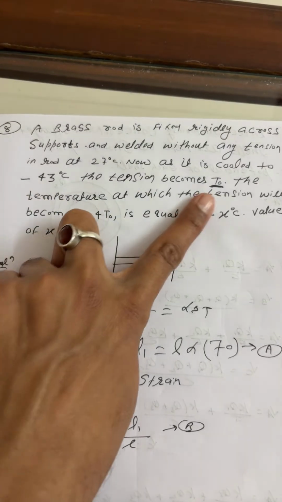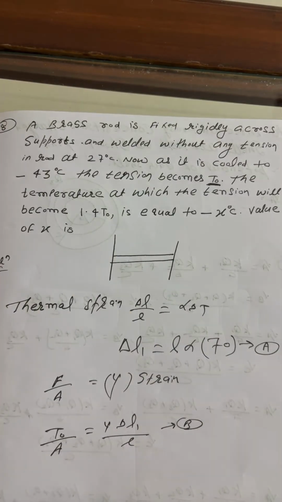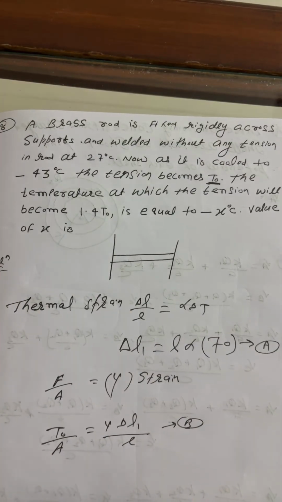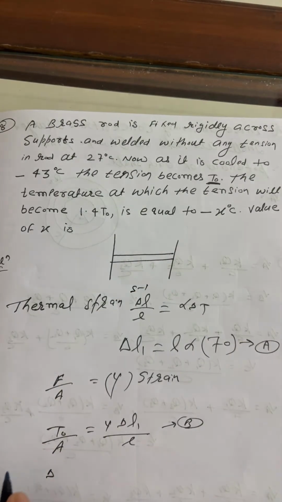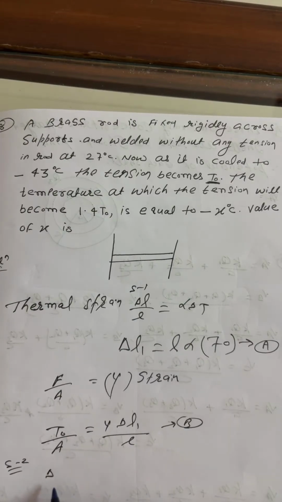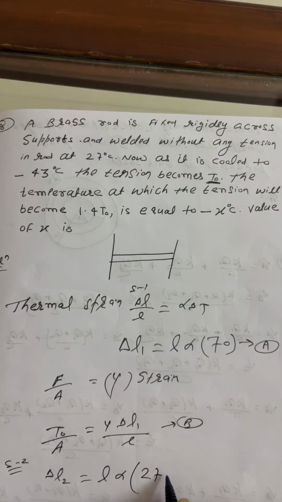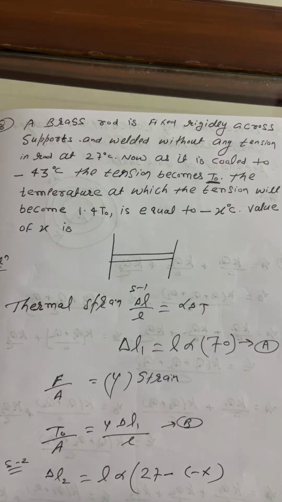Then the question says the tension becomes 1 by 4 T naught. Similarly, I'll use the same thing. So before finding delta, this is step 1. Now this is step 2. So delta L2 I'll find first. This is L alpha, 27 degrees Celsius minus of minus x. So delta L2 we can write as L alpha into 27 plus x. You can see here, this is option number C.